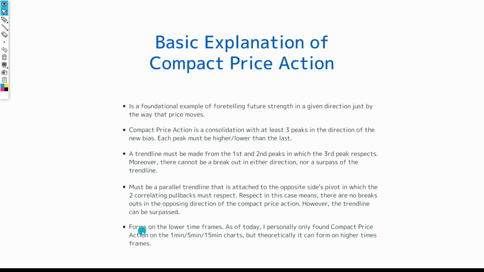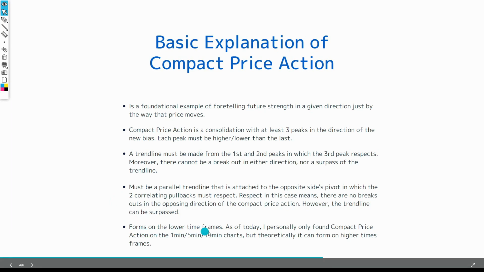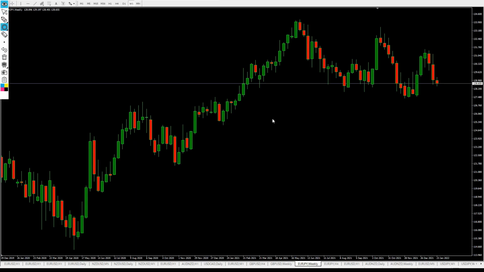All right, number 5. Compact price action forms on the lower time frames. As of today, I personally only found compact price action on the 1 minute, 5 minute, and 15 minute charts, but theoretically, it can form on higher time frames. All right, so let me just explain this. Okay, so back on this weekly euro-yen chart, you want to recall that this weekly bias, which was long, was changed into short by a 1 minute compact price action that formed right here, which affected this entire weekly bias.